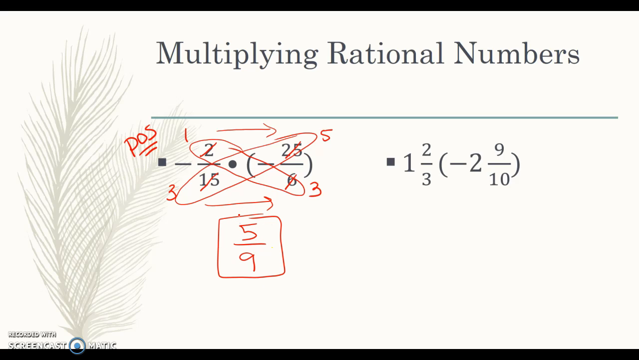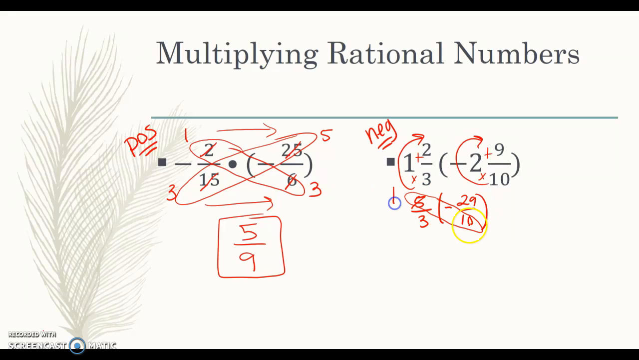Now our second one. We've got a positive times a negative, so we've got different signs. The answer is going to be a negative value, and we have to deal with some mixed numbers. So we're going to turn these into improper fractions. So 3 times 1 is 3, plus 2 is 5, so we've got 5/3 multiplied by a negative 29 over 10. So here I can cross cancel 5 and 10. 5 becomes a 1, 10 becomes a 2.